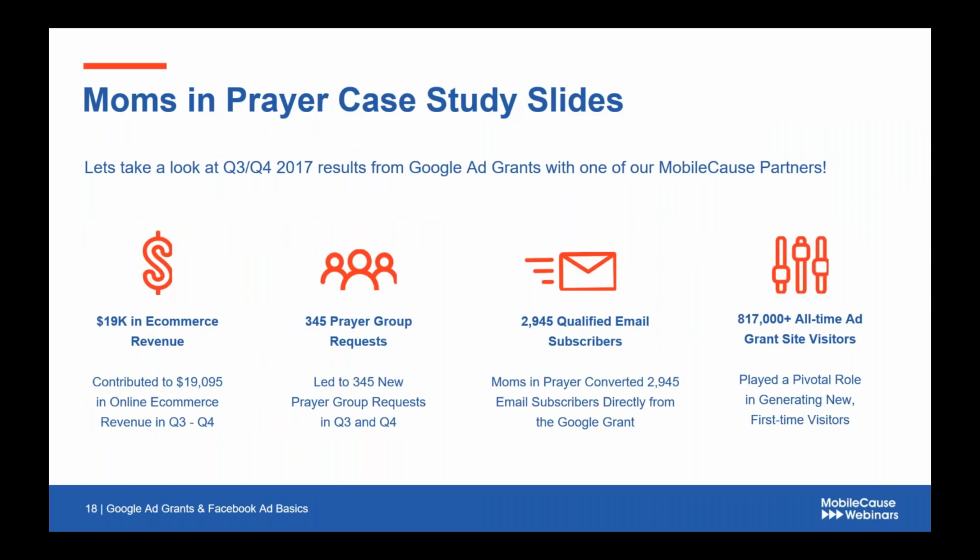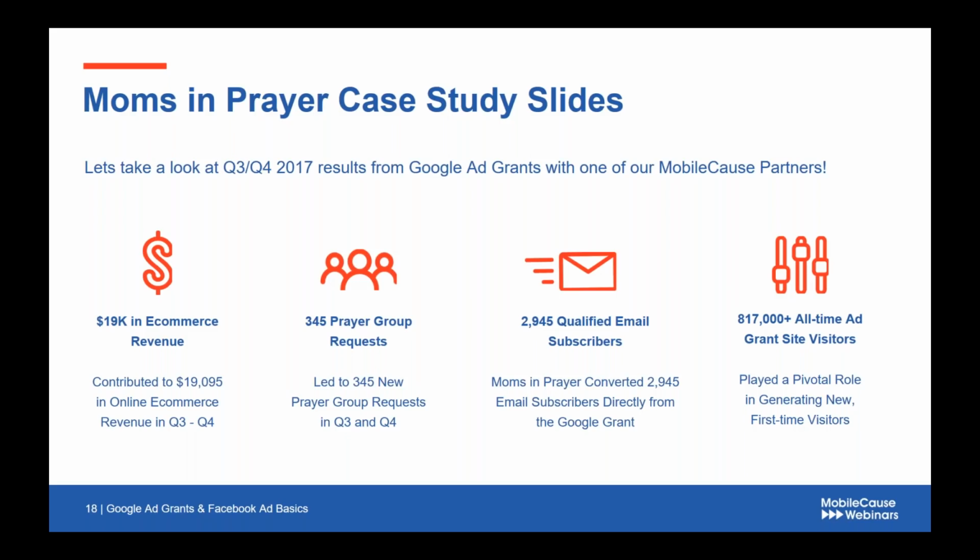And so, we talked about how the grant works, some of the stipulations. Well, if you follow those guidelines, what is really possible? We had the pleasure of working with Moms in Prayer, who is both a partner of ours and also a customer using the Mobile Cause platform. We just looked at some of the information from Q3 and Q4 of last year, so leading up to the giving season and then the full-blown giving season. What went down specifically through the Google Ad Grant and our work together?